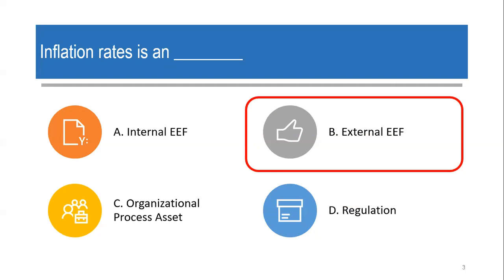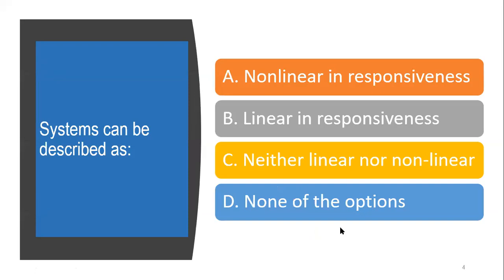And in the case of the other one, we have a mnemonic: only great individuals inspire resources every day. So open up the PMBOK guide and see which mnemonic fits which. Use it as a method to remembering EEFs. Here's your next question. Systems can be described as what?